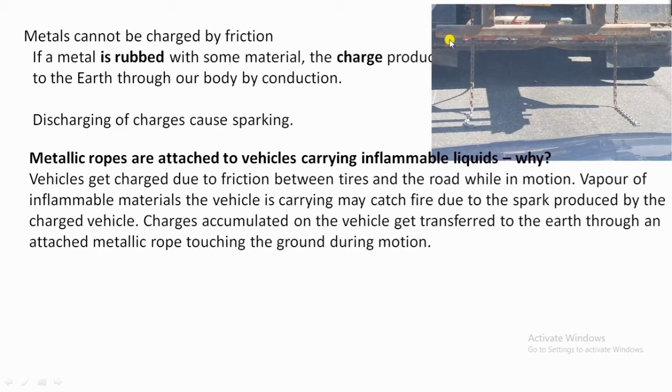Whenever trucks move, there is friction between the body of the truck and the air, so charge may appear and it may cause a spark due to discharging. In order to get rid of that charge to the earth, this metal rope is connected, so all the charge produced on the body of the truck may go to the ground without causing any discharging or causing fire inside the liquid.